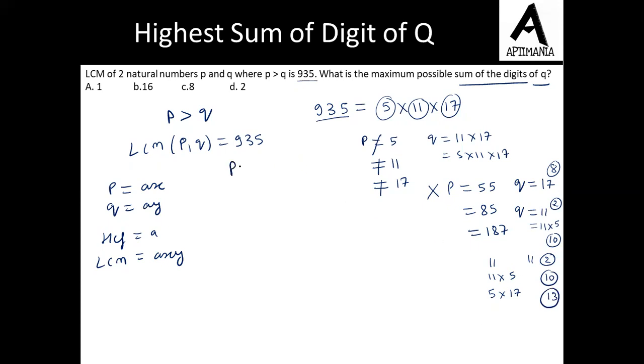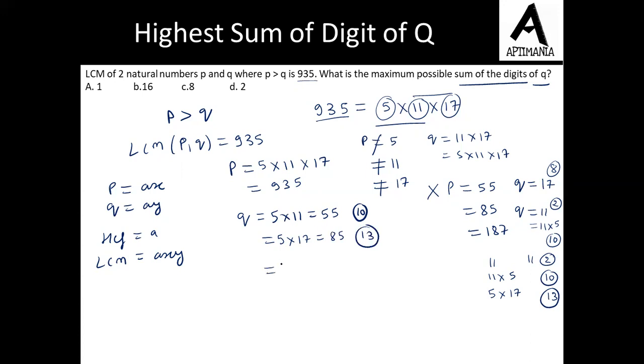And last case, when we assume P to be the product of all three numbers, जब P को हमने 935 ही मान लिया है. Now the options with Q is any number which is less than 935. So it can be product of 5 into 11, it can be product of 11 into 17, it can be product of 5 into 17. Q तीनों का product नहीं हो सकता है because Q is less than P. But Q इनमें से किसी भी दो का product हो सकता है. तो 5 into 11 we have already considered, 55. The sum of digit was coming out to be 10. Then we can have 5 into 17, 85. Again we have already considered this case. The sum of digit in this case is 13.